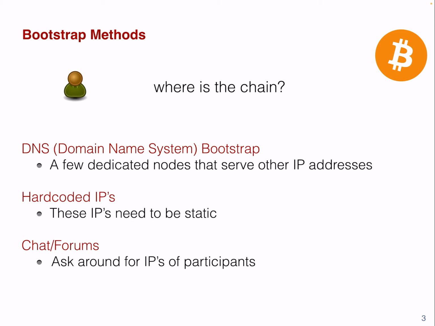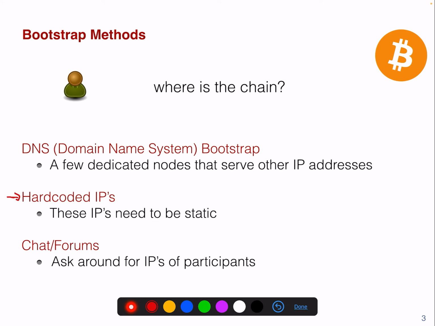There are different ways of identifying the different peers that you can interact with. I think what's the most common is hard-coded IP addresses that are within the blockchain clients, and these IPs, for obvious reasons, have to be static, meaning they should not change. So in the Bitcoin client, you have a few static IP addresses that you can find and resolve.